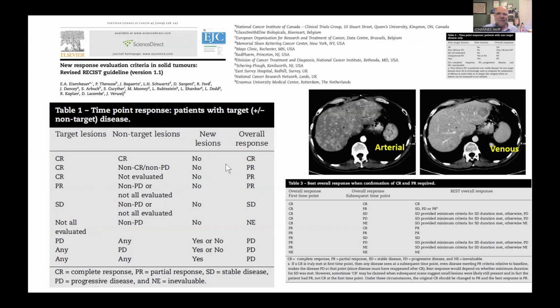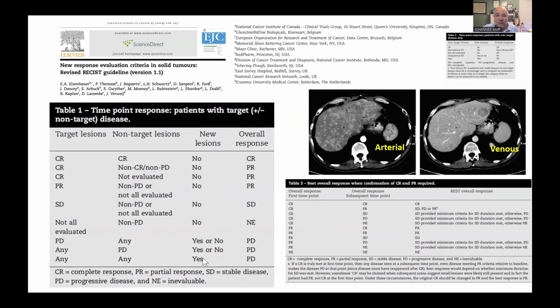It is a little bit complex to read, at least when I read this the first time, I had to read it again first. So let me try to help you. This column is the easiest column. We can eliminate it in a second. New lesions. Whenever there is a new lesion, the entire response category for the entire patient is considered progressive disease, regardless if the target lesion is bigger or smaller, non-target lesion bigger or smaller.